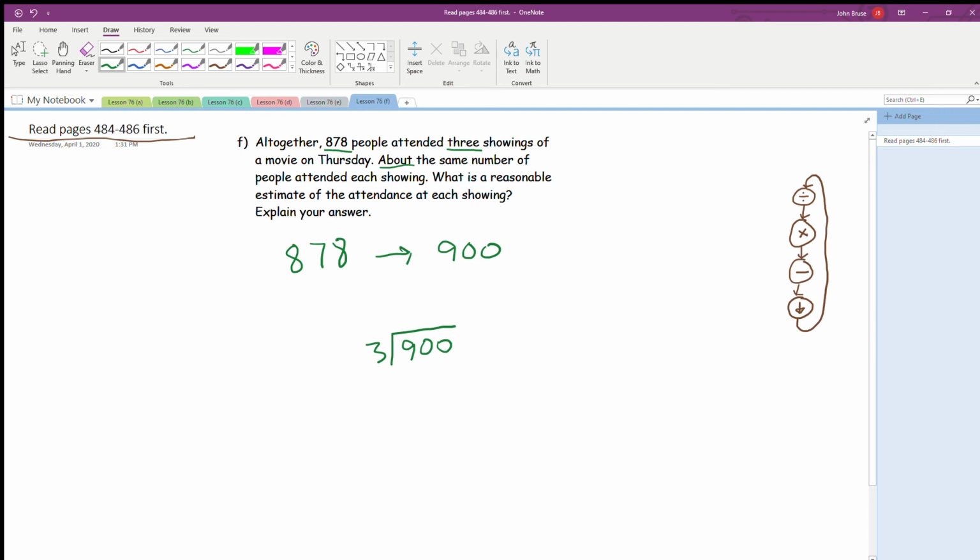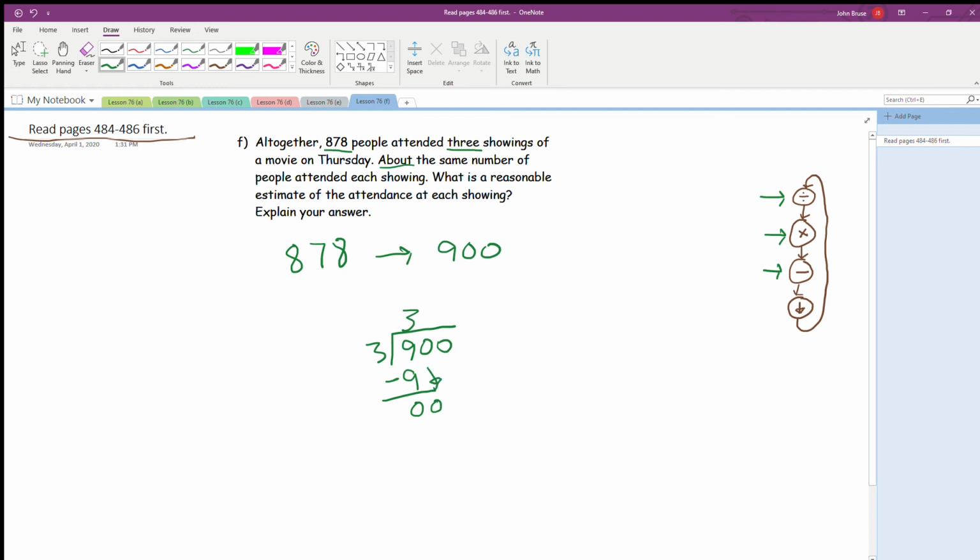So we're going to use our steps over here. So 9 divided by 3 is 3. Then we're going to multiply. 3 times 3 is 9. Then we're going to subtract. 9 minus 9 is 0. And then we're going to bring down this 0.